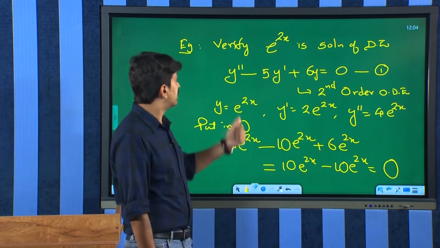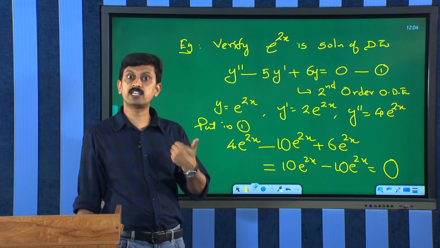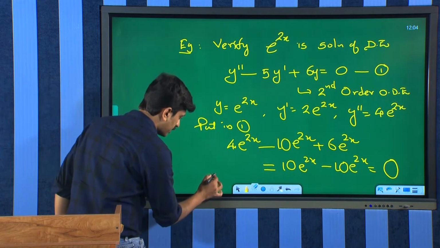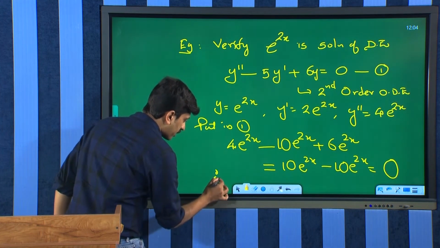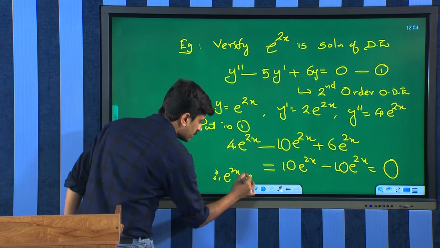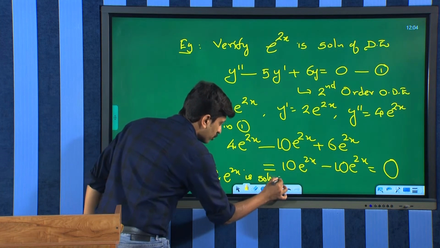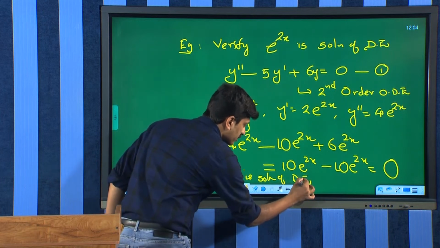Therefore, we can say that e^(2x) is a solution of differential equation 1.